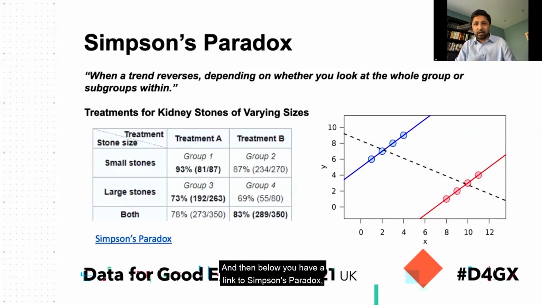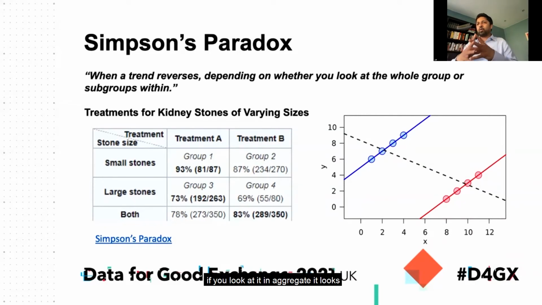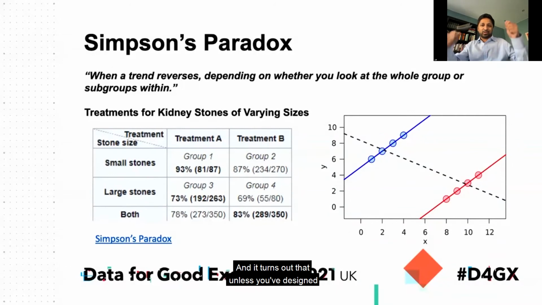And then below you have a link to Simpson's Paradox, yet again, a rich topic. In fact, the reason the general public got very aware of this topic was, I think, they were studying admissions at UC Berkeley at some point, and they found that if you look at it in aggregate, it looks like the admission process favors men. But if you look at it per department, it looks like many departments actually explicitly favor women. And people were very confused as to what really was happening here. And it turns out that unless you design the experiment explicitly, it's going to be very hard to use historical data to reach a directional conclusion.